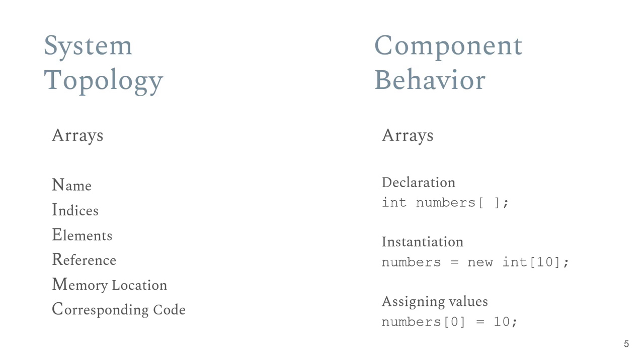To answer the second question, we listed the major components of variables, arrays, and objects, and their state changes. Here I will present the analysis of arrays. The rest of the concepts' findings can be found in the paper. So we have listed name, indices, elements, references, memory location, and the corresponding code as the major components, or the system topology, of arrays. The state changes due to array declaration, instantiation, and assigning values were considered as the requirement for the component behavior.